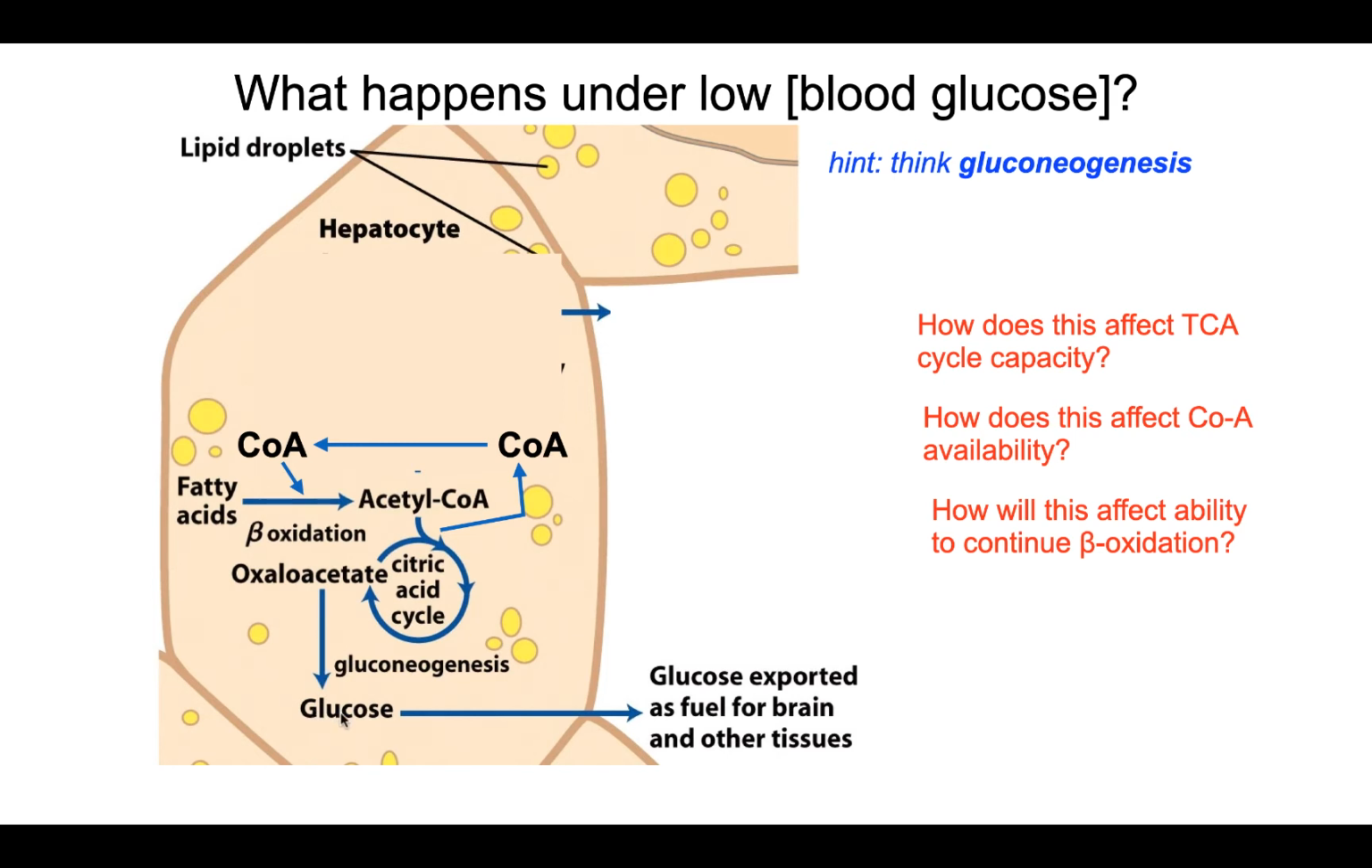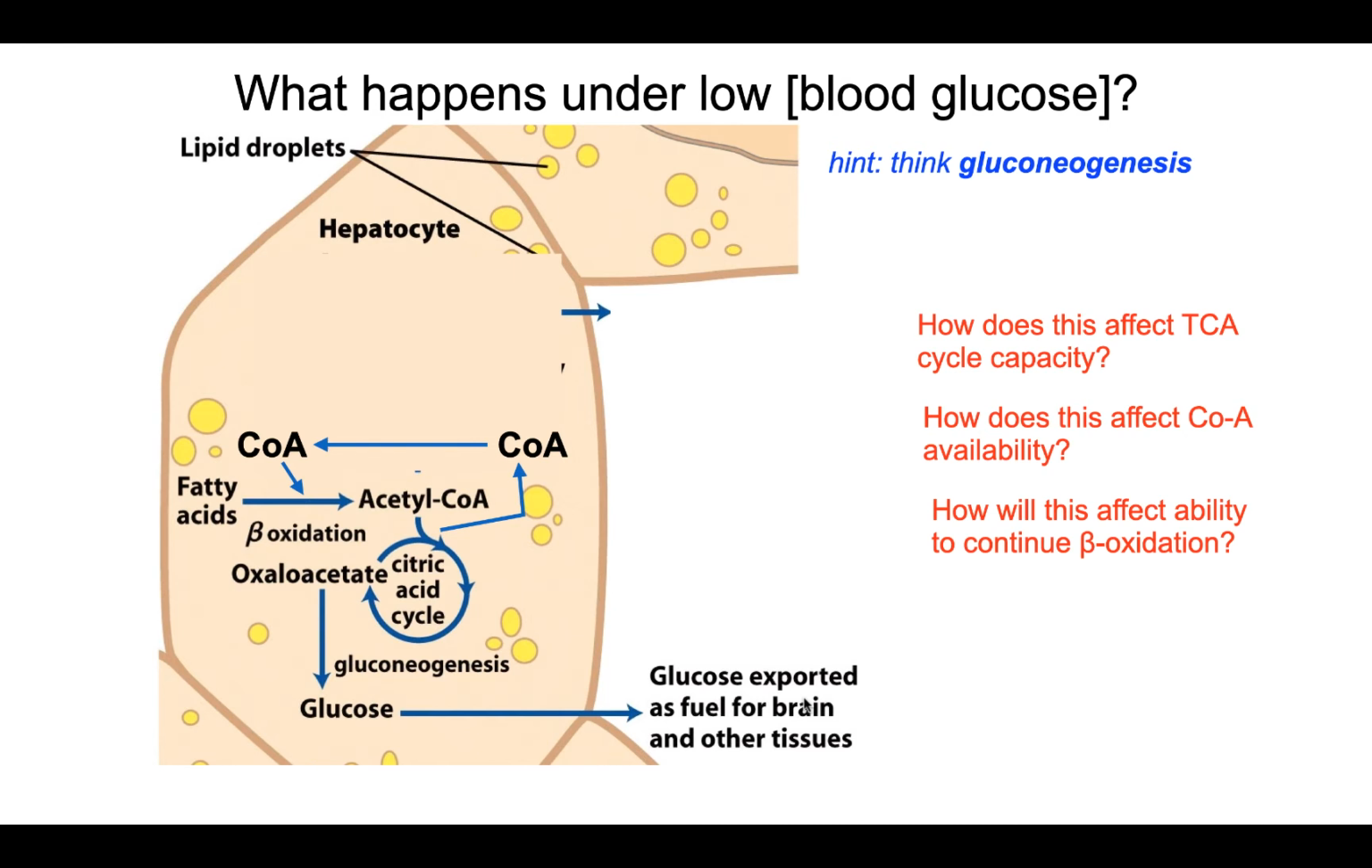Well, how do you make glucose? You make it via gluconeogenesis. What is the main reactant? Pyruvate turning into oxaloacetate here in the matrix. So when there isn't enough glucose in the blood, the liver cells are going to start pulling intermediates of the citric acid cycle out, turning them into glucose via gluconeogenesis, and exporting that out for the brain and other tissues.